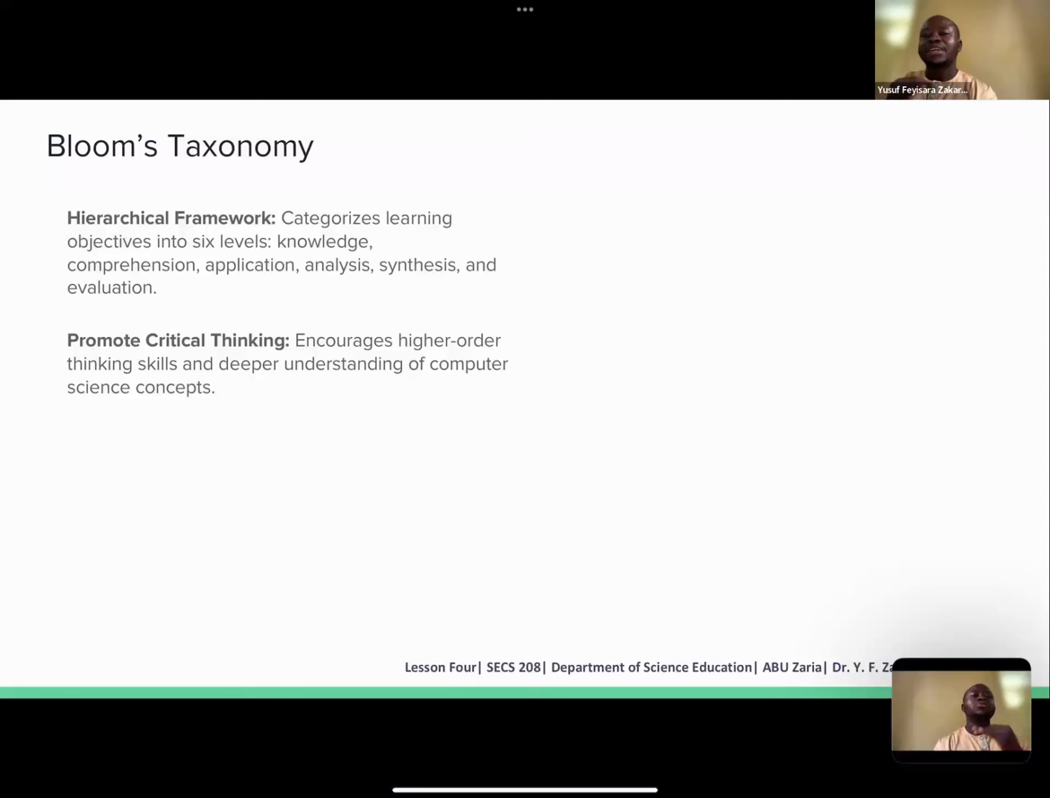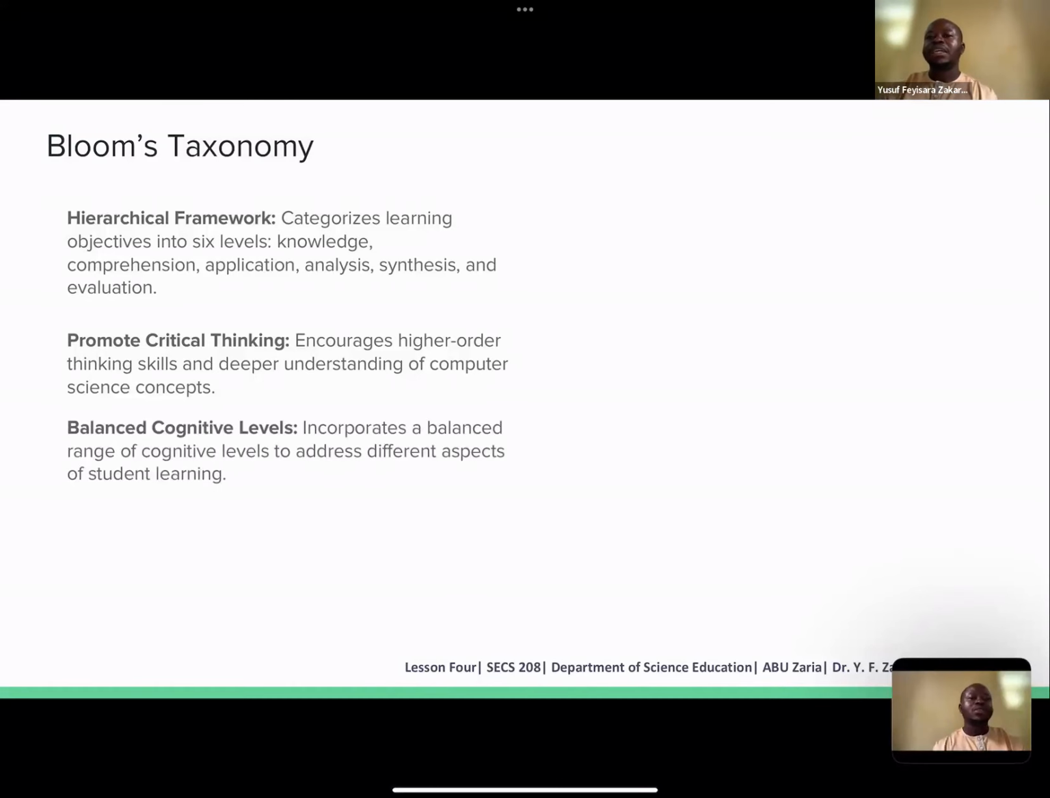Through Bloom's taxonomy, you can promote critical thinking, encourage higher order thinking skills and deeper understanding of computer science concepts. This is very important. And then you can make a balance. You want knowledge to be maybe 10%, comprehension 20%, application 30, analysis 30, synthesis 30, and so on, and then at the end of the day, you can scale everything back to 100%. You make a balance between different levels of student learning.